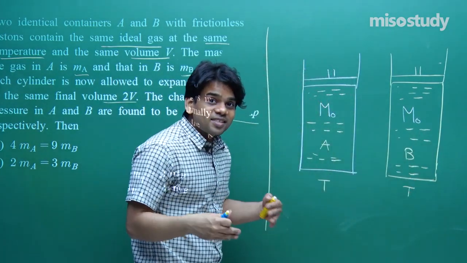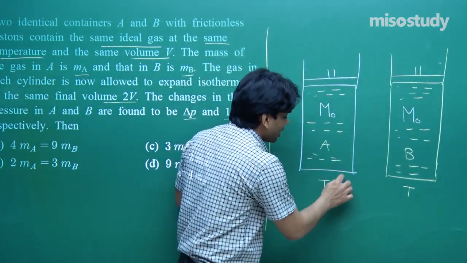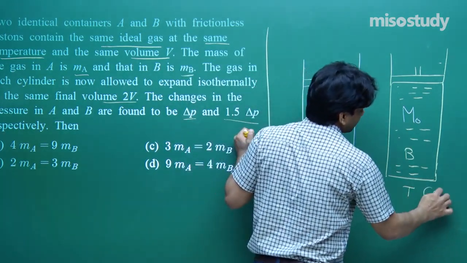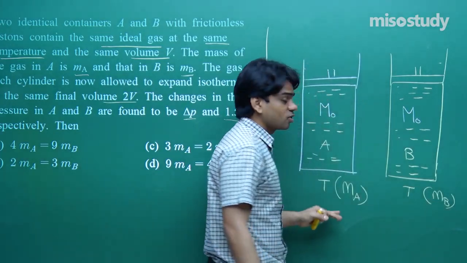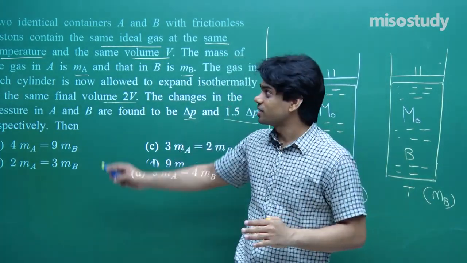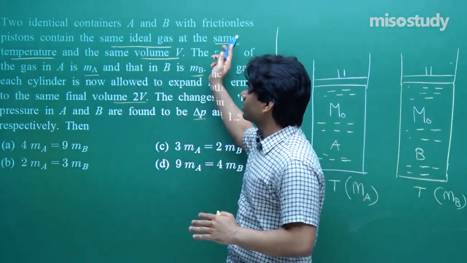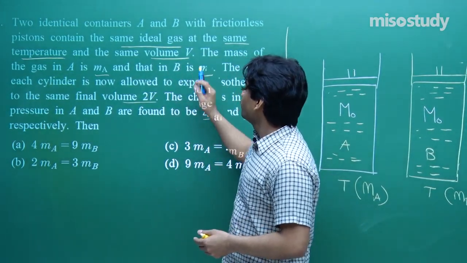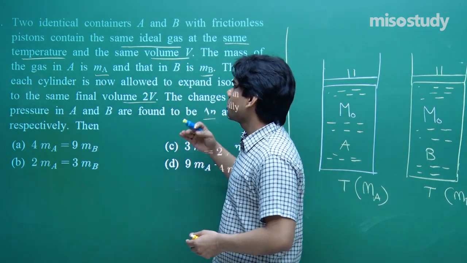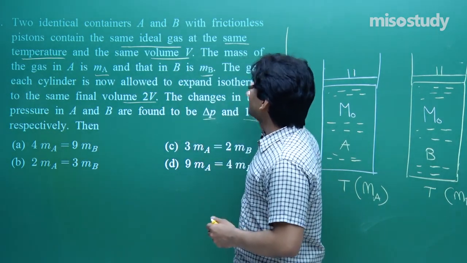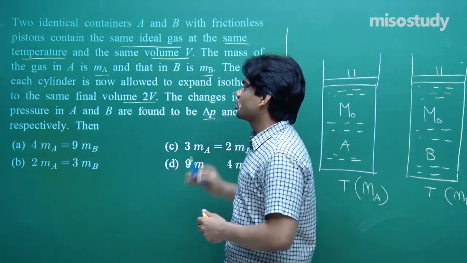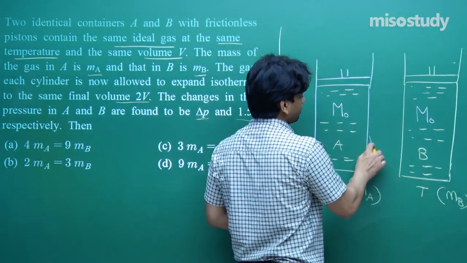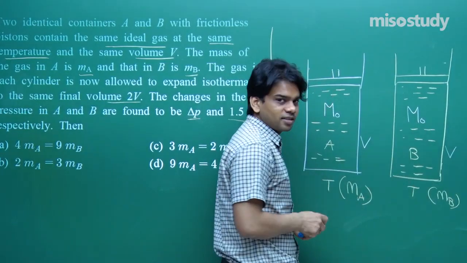The masses of gases A and B are different. So let's say mass is Ma here and Mb here. That is what has been given. Let's see the question once again. Two identical containers A and B with frictionless piston contain the same ideal gas at the same temperature and the same volume V. The mass of gas in A is Ma and that in B is Mb. The gas in each cylinder is now allowed to expand isothermally to the same volume 2V. Let's say initial volume is V.